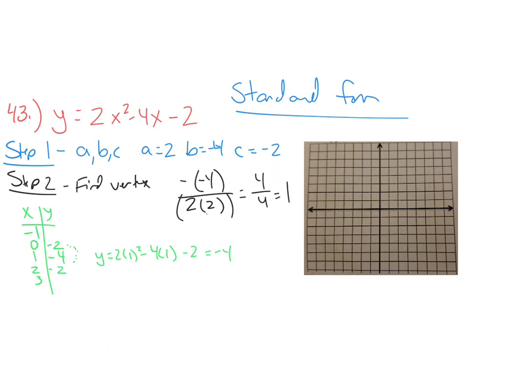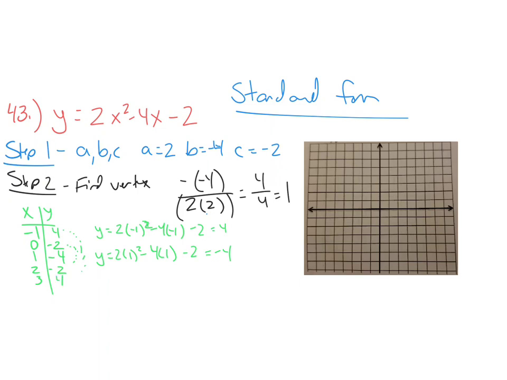You can either put 3 or -1. I'll do -1. So y equals 2 times -1 squared minus 4 times -1 minus 2. So I get 2 plus 4, which is 6, minus 2, which is +4. Once again, I rainbow that all the way over so I don't have to plug in 3. If you want to plug in 3, you totally can.